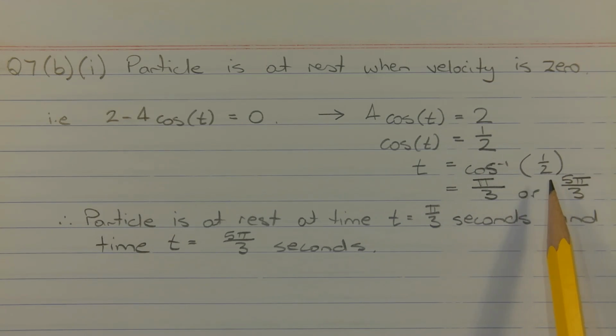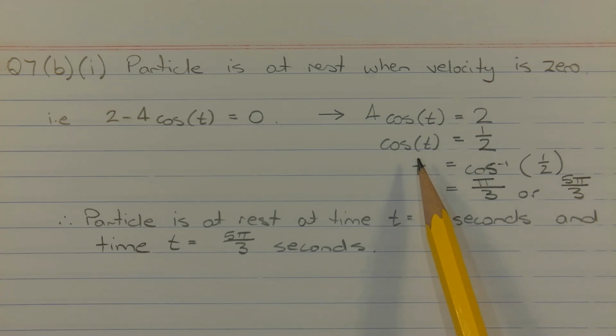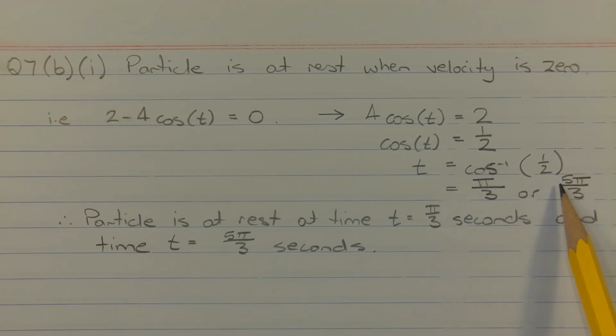Now we can treat t as an angle. 1 over 2 is a ratio. Now it's a positive ratio, which means t is an angle in either quadrant 1 or quadrant 4. So t is equal to pi over 3, which is a quadrant 1 angle, or 5 pi over 3, which is a quadrant 4 angle. But t also represents time. Therefore, the particle is at rest at time t equals pi over 3 seconds and time t equals 5 pi over 3 seconds.